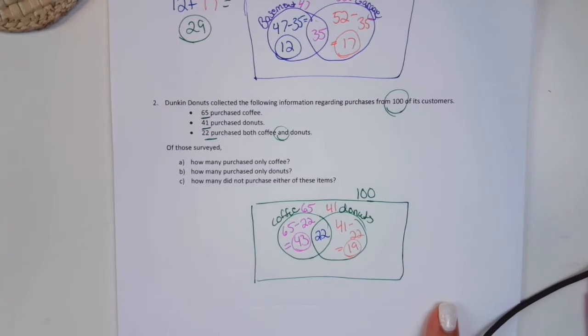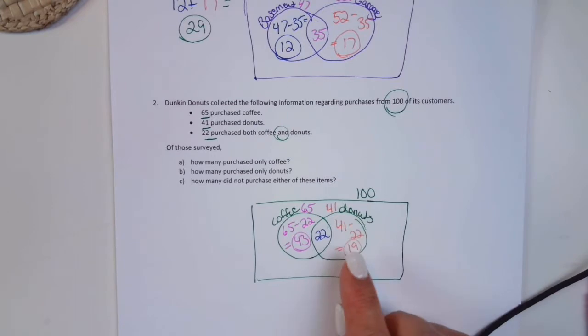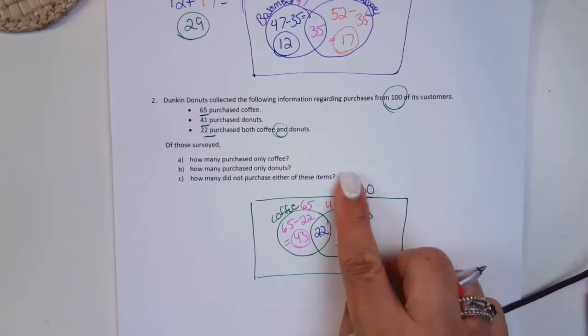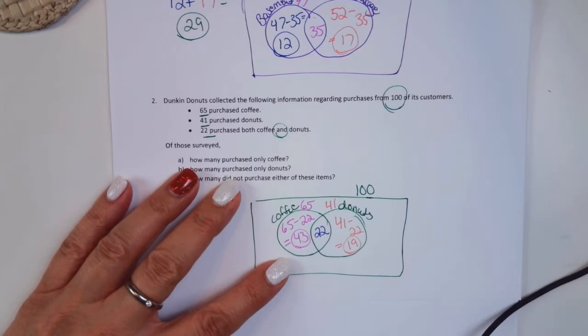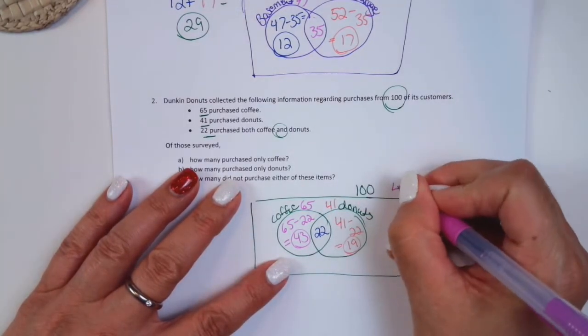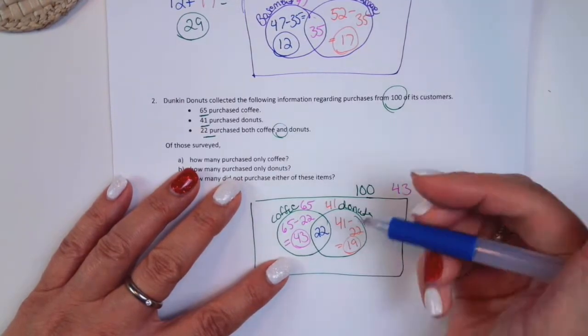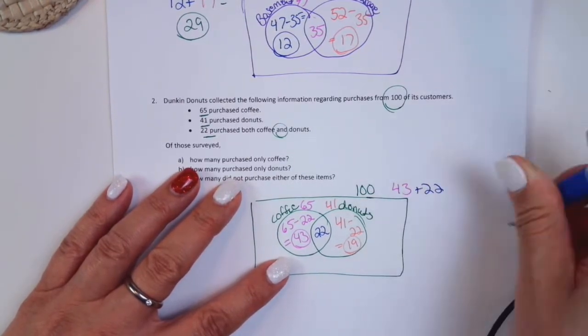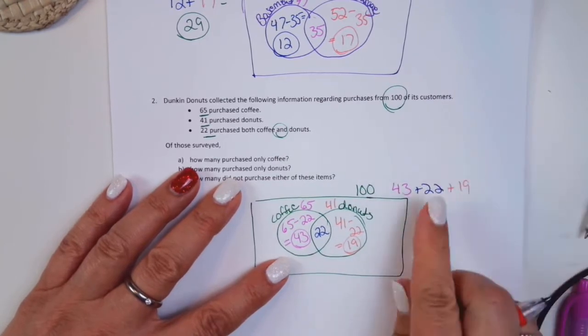And now, what we did not do with the last one, we can do here: we can double check by making sure that we have 100 here. So 43 plus 22 plus 19.